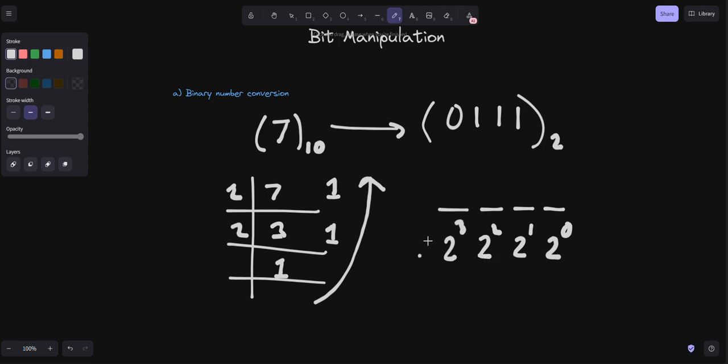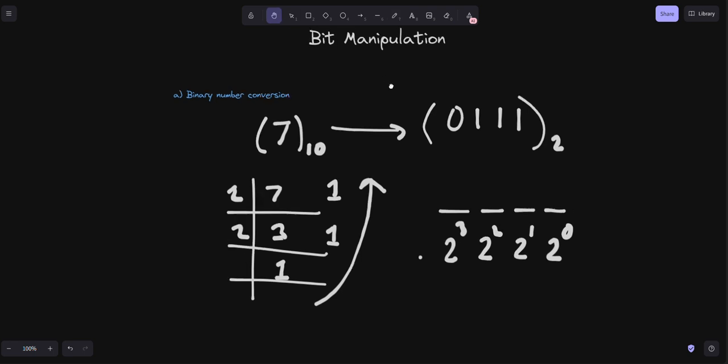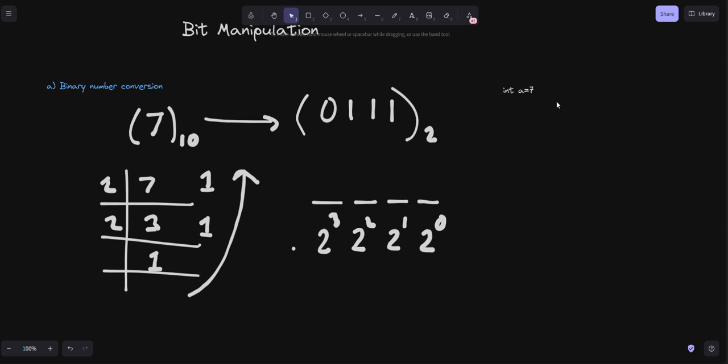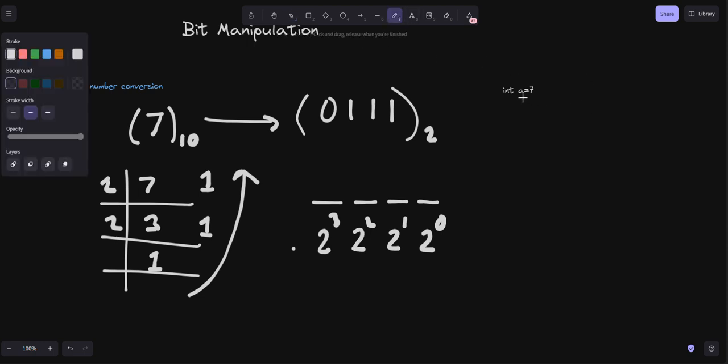As you know, if you store any number in an int, the computer doesn't store it in decimal form, because the computer always works with binary digits. Let's say you type here int a is equal to 7. The computer won't store it as 7. It will first convert it into binary digits, which will be 32 bits, because int is 32 bits.